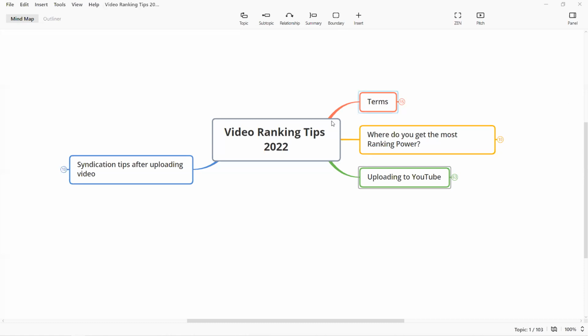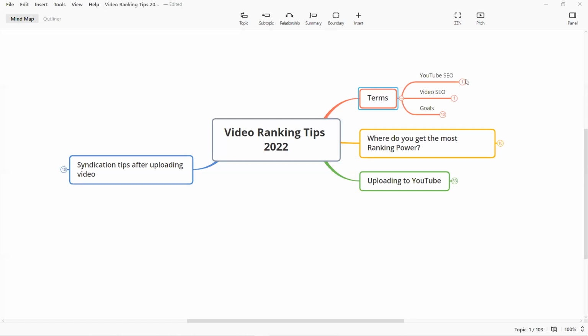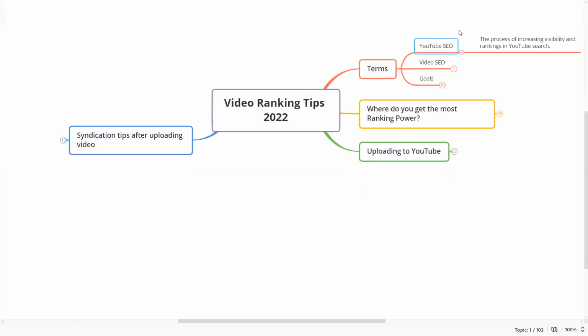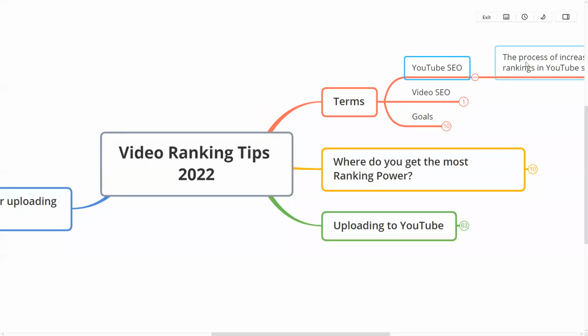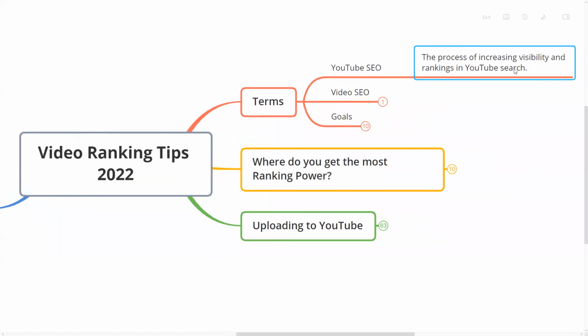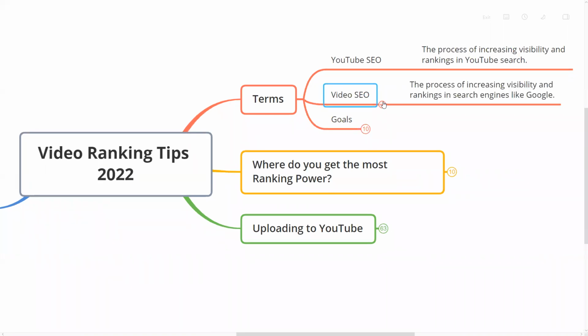Okay. Now, let's start in terms of what are the terms that we're going to be talking about today. We're going to be talking YouTube SEO and video SEO. The main difference with this is, let's just go into Zen mode here. YouTube SEO is just the process of ranking a video on YouTube. Conversely, video SEO is the process of ranking a video for visibility and ranking in search engines like Google.